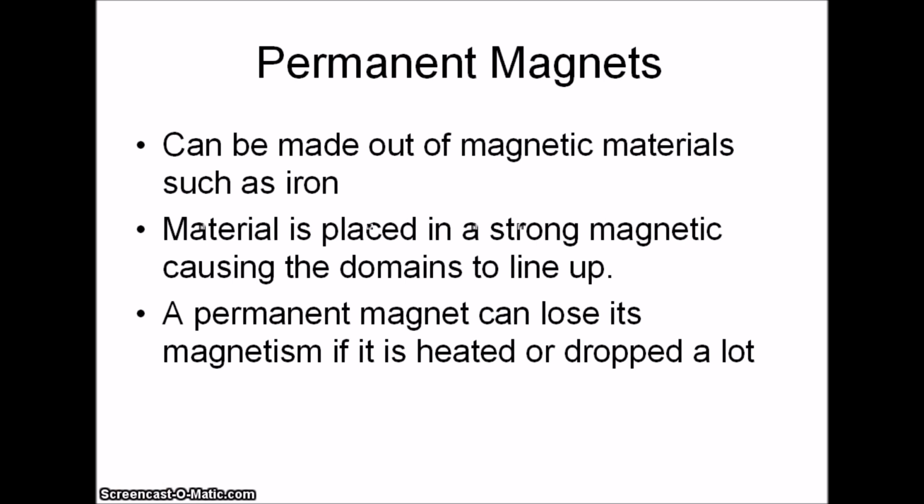Permanent magnets can be made out of magnetic materials such as iron. They're made by placing the material in a strong magnetic field, and that causes those domains we just talked about to line up. A permanent magnet can lose its magnetism if it's heated to very high temperatures. That will cause those domains to become unaligned because they have too much kinetic energy. Or if they're dropped a whole bunch, then they can become scattered and lose their magnetic properties.